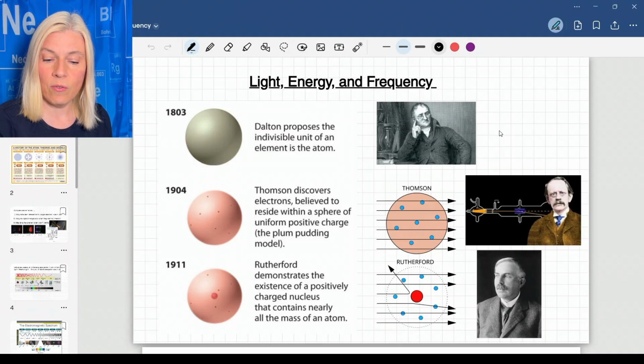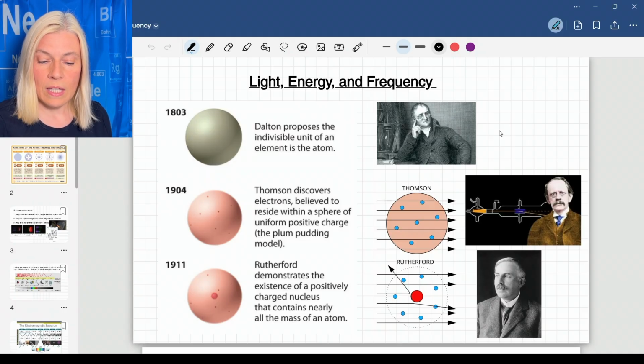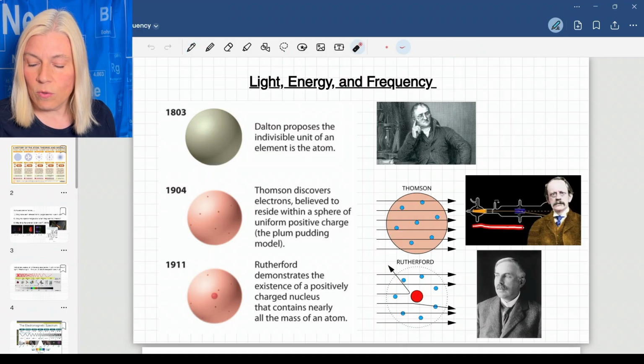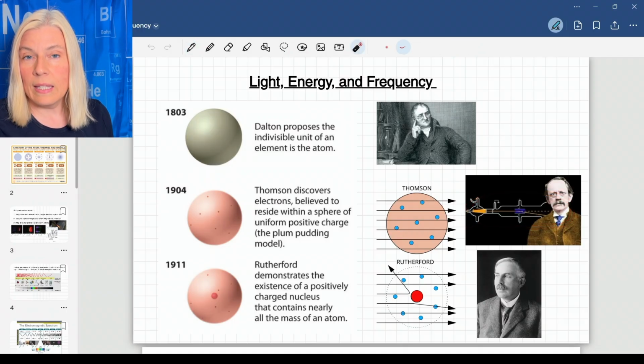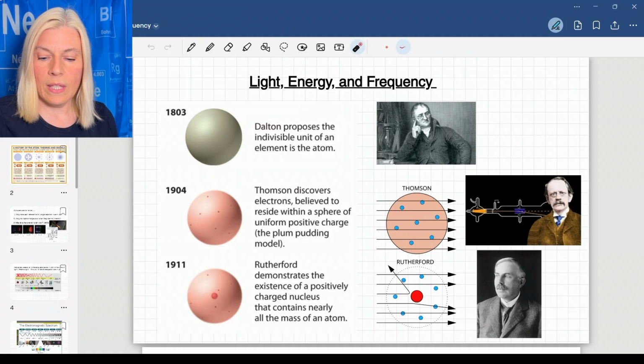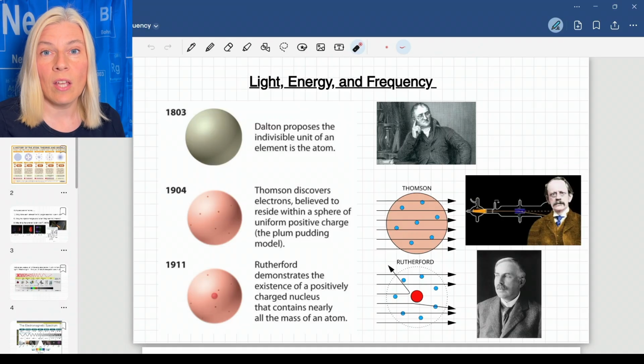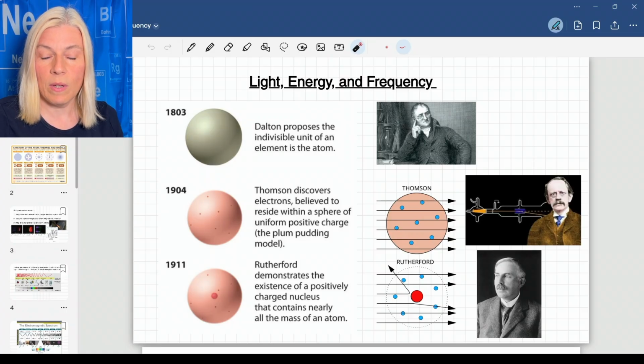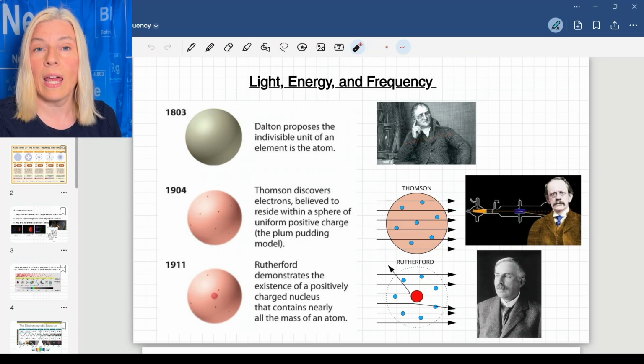Then in 1904, J.J. Thomson discovers electrons. He does this cathode ray tube experiment, and he discovers electrons. So in 1904, we have a first subatomic particle. So now we have something smaller than an atom. And remember, what did John Dalton say? That atoms are the smallest unit.